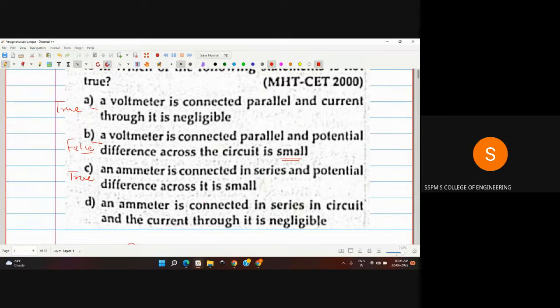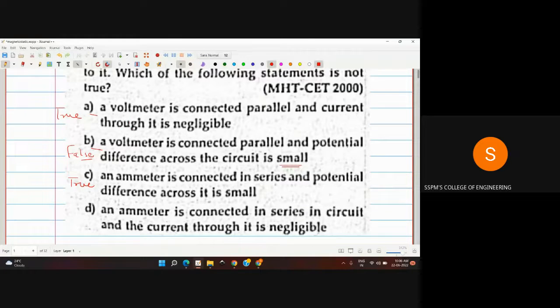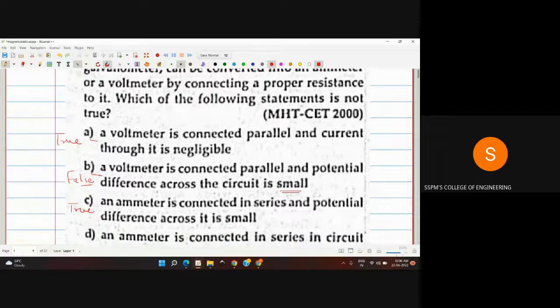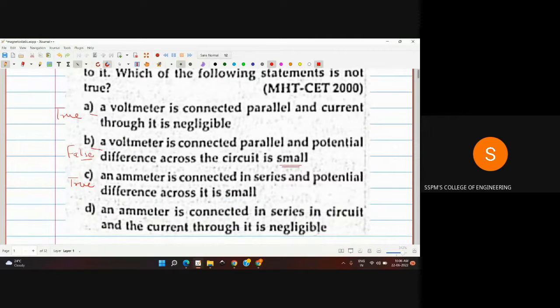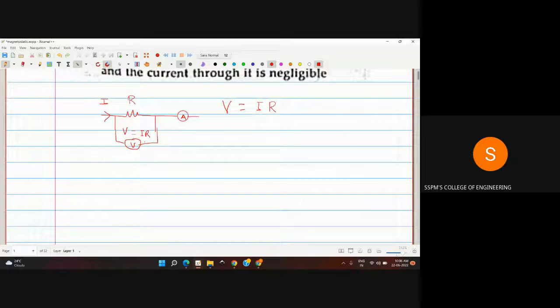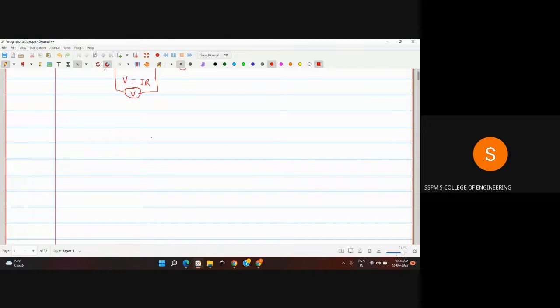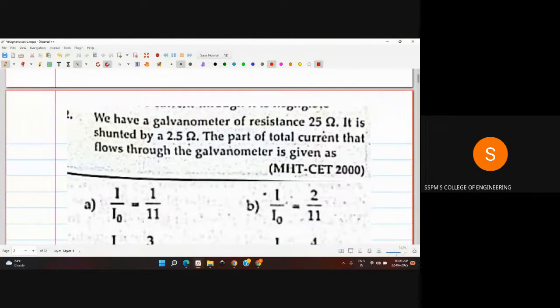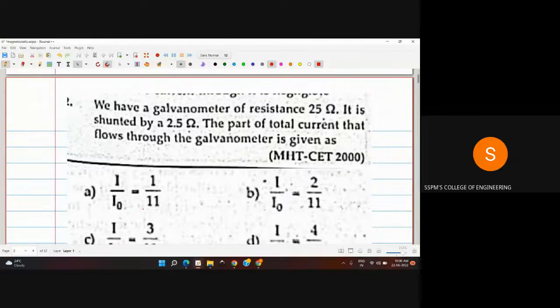So which is the correct option? The B option. You have to find which is not true, isn't it? So the voltmeter is connected in parallel, but the potential difference across the circuit is small. So B is the correct option. So you can use the concept of series current and voltage across the resistor. So let's move to the next example.